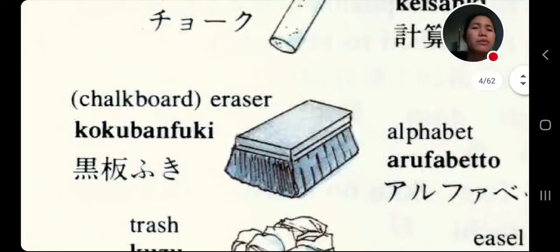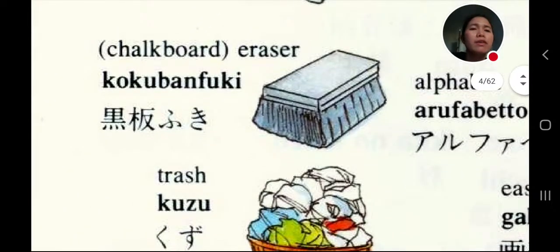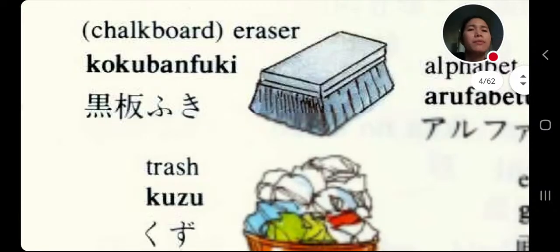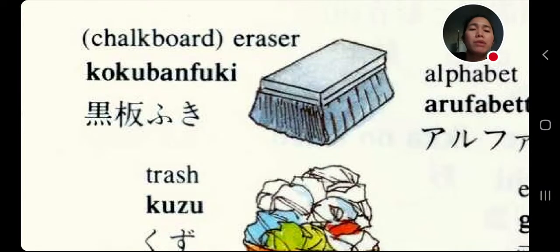And, of course, if we have chalkboard, we should have eraser. Diba kanina, if you remember, chalkboard is kokuban. Just add fuki, and then you have eraser. Kokuban, fuki. Again, the chalkboard is kokuban. If you add fuki, then you have the chalkboard eraser. Kokuban, fuki.